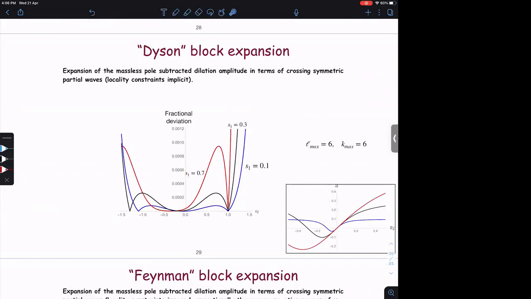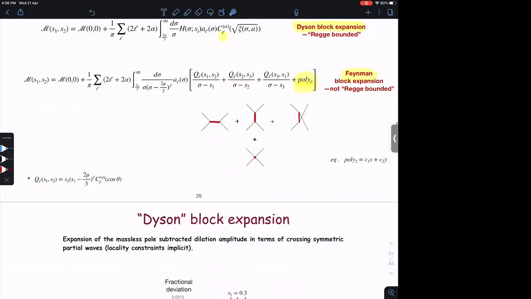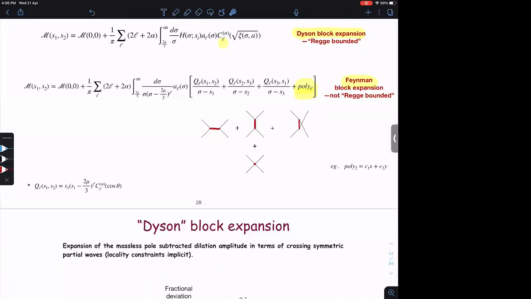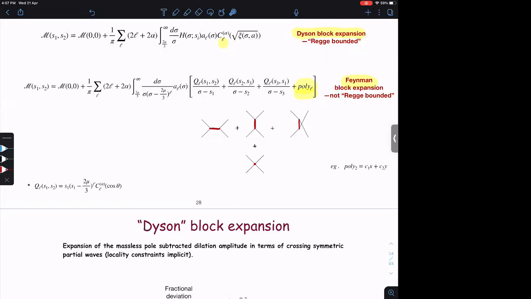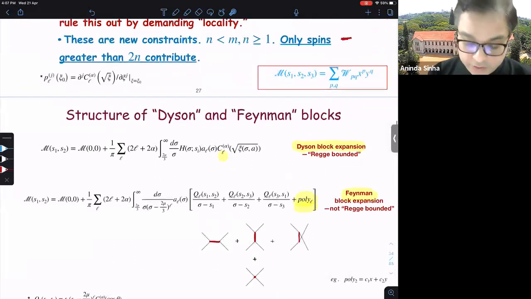Sorry, Aninda, I think I'm confused. In this page where you write the Dyson block and Feynman block expansions, I was thinking that the first one is the usual partial wave expansion, and the second one is your crossing symmetric partial wave expansion. Yes. And in the second one, this is also crossing symmetric, because the kernel is crossing symmetric, and A is crossing symmetric because it's the ratio of y over x. So I didn't quite understand the difference between the two, because I thought so far you talked about only one form of the crossing symmetric expansion. And now you have 2 forms.